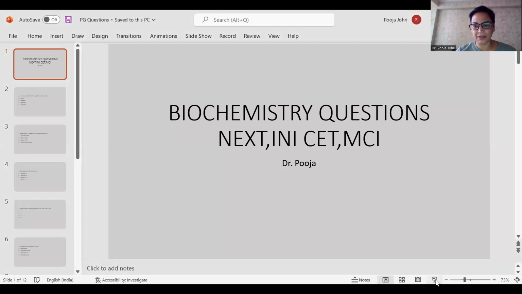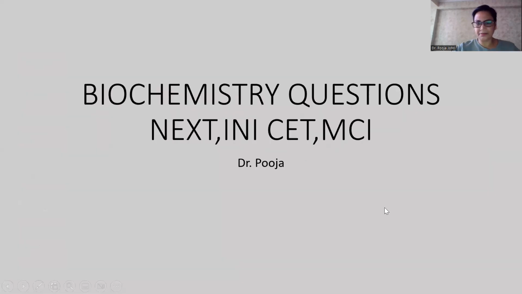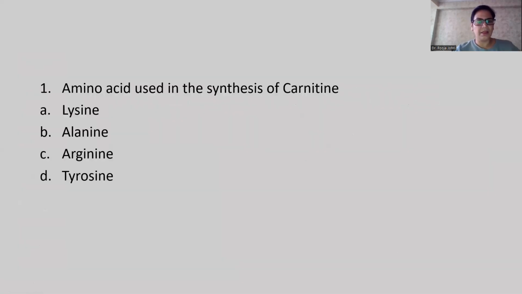Let's see question number 1. Amino acid used in the synthesis of carnitine. Now, this is a very interesting question because in this particular line, we can expect two questions. One is, what is the function of this carnitine? And second is the amino acid which is used in the synthesis of carnitine. So first of all, I'll just tell you what we mean by carnitine. This is derived from lysine.